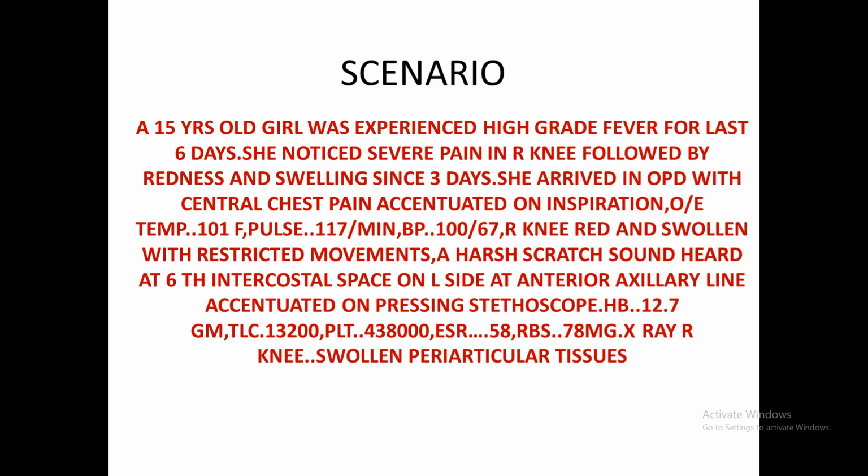The hemoglobin at this time was 12.7 gram and total leukocyte count is 13,200. Platelets is 4,38,000. ESR is 58. The random blood sugar is 78 milligram. An X-ray of the knee, a plain X-ray, showed the swollen joint, and fluid is seen in the periarticular tissues.